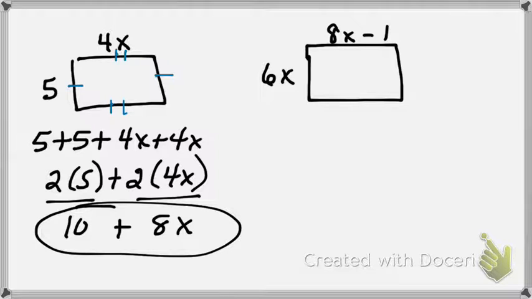A binomial is simply an expression that has an x term and a constant term. And that's just a representation of perimeter. I do not know what x is, so I have to leave my perimeter with a variable in it.